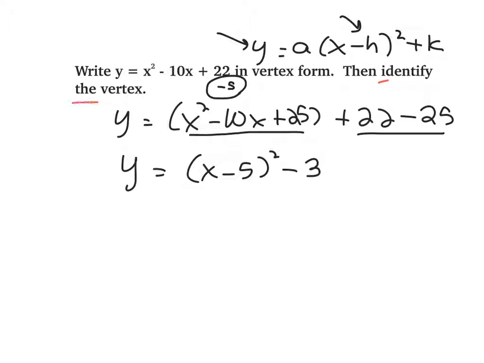So it did ask me to find the vertex. The vertex then, remember, the opposite of what's inside, exactly what's outside: 5, negative 3. And that's it. So completing the square is a great way to find the vertex or put something in vertex form. So pretty neat.